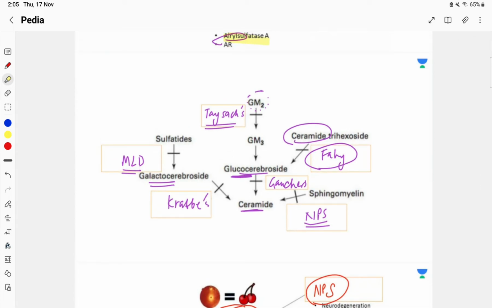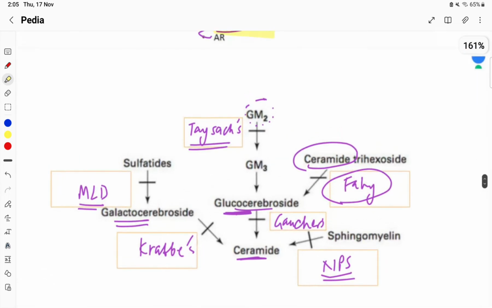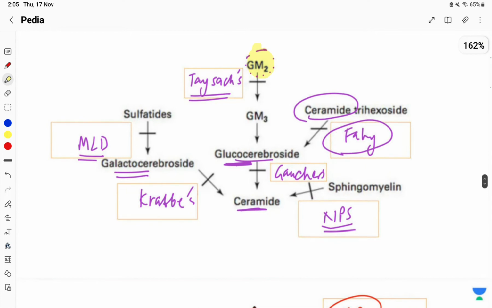Then we have GM2, GM3, glucocerebrosidase, and ceramide. See this. Whenever Tay-Sachs, we already know that it is GM2 gangliosidosis. After that, what is happening? Ceramide is not breaking down, so it is Fabry. Glucocerebrosidase is not breaking down. Beta-glucocerebrosidase, right? It is this glue. We need glue. Broke the bone.